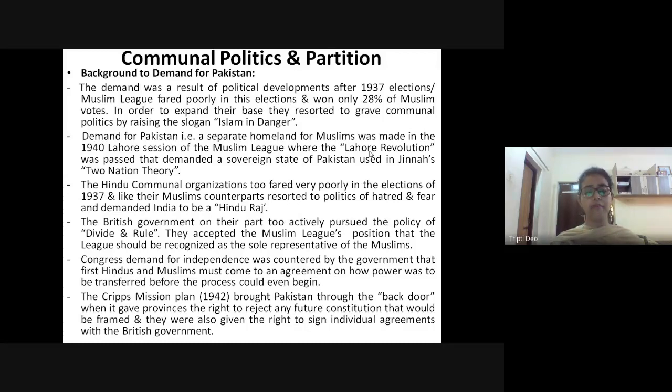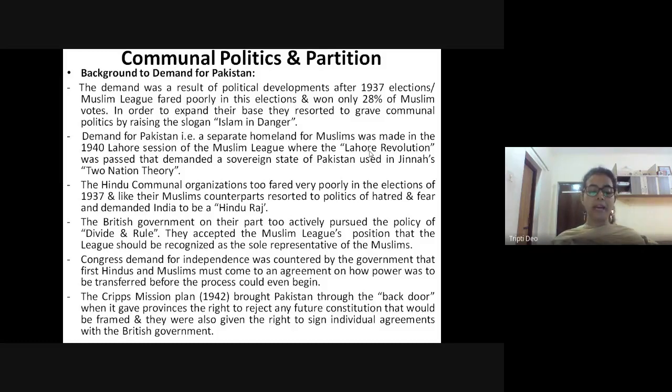The British government accepted the Muslim League's position that the League should be recognized as the sole representative of the Muslims. So very smartly, the British accepted that the Muslim League is the right representative of Muslims. Congress demanded independence, however, which was countered by the government saying that first Hindus and Muslims must come to an agreement on how power was to be transferred before the process ever began. So Congress wanted that at least both Hindus and Muslims should come to an agreement, and how the division would happen would be a separate thing.